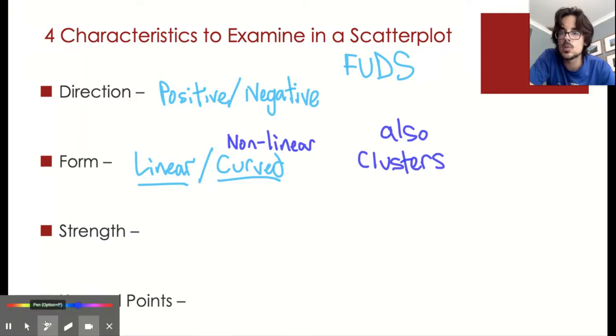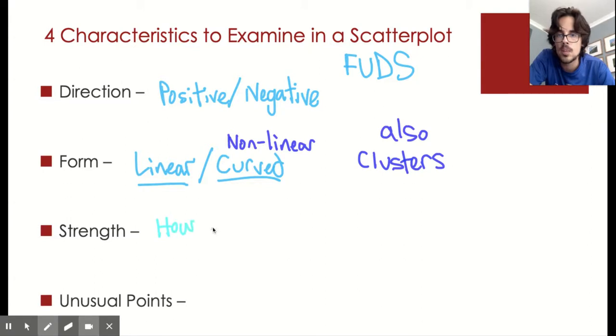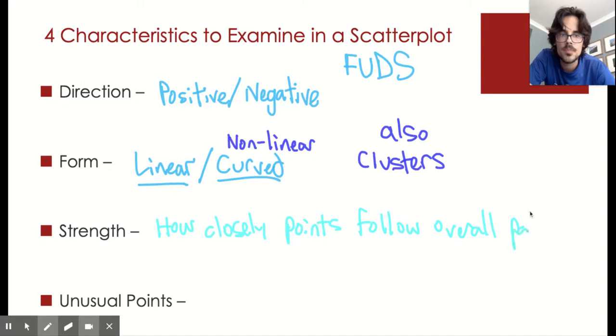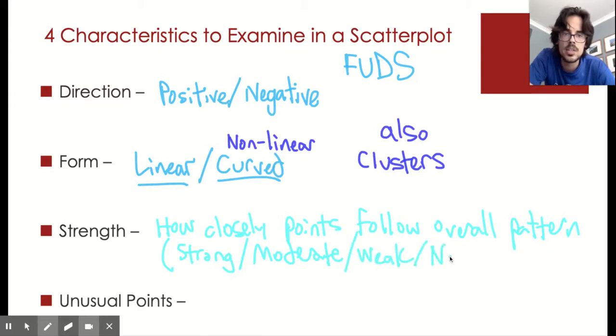When we talk about strength in a scatter plot, we are talking about how closely the points follow the pattern. So how closely points follow the overall pattern. When I talk about that, you're talking about having a strong, a moderate, a weak, or no correlation, or you could say moderately strong or relatively weak or stuff like that. So there are basically these kinds of words for how closely your points follow the pattern.